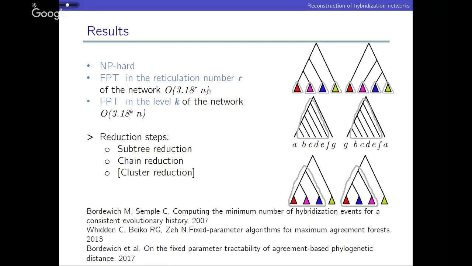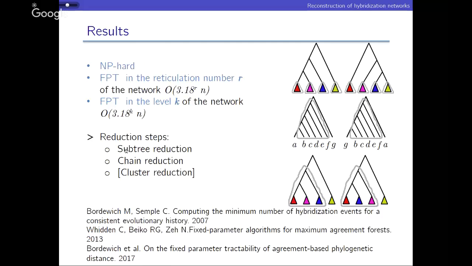And we were also able to prove that this problem is FPT in the level of the network. So we saw that the level is always smaller or equal to the reticulation number. It's often way smaller than the reticulation number. So it's pretty good news. We get a pretty fast algorithm when the level is low. And these FPT algorithms have been shown to be FPT thanks to tree reduction steps.